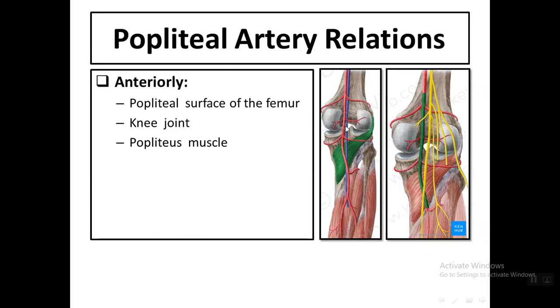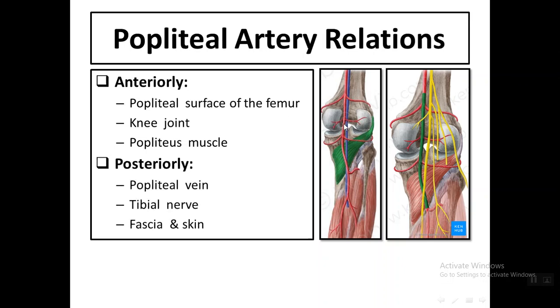What are the relations of the popliteal artery? It is approximately the deepest structure in the popliteal fossa. Anteriorly is the popliteal surface of the femur, in direct contact with the bone, then the knee joint and the popliteus muscle. These are the anterior relations. What are the posterior relations? The popliteal vein, tibial nerve, then fascia and the skin.